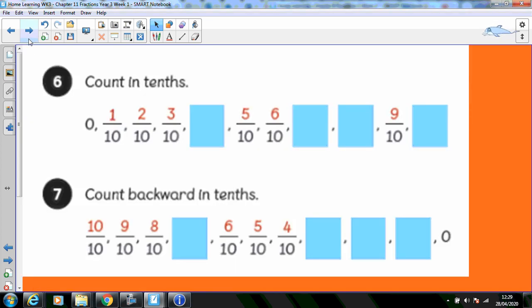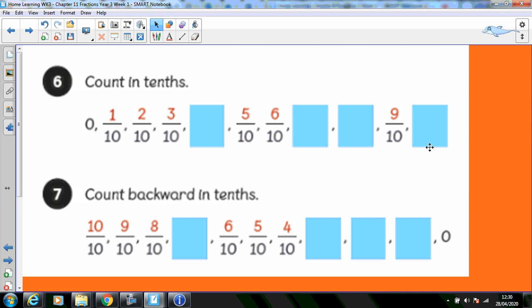Okay, let's see if you can count in tenths. We're starting at 0. Off you go. 1/10, 2/10, 3/10, 5/10, 6/10, 9/10. 10/10. What else might we say when we have 10 of the 10 parts? That's right, we can call it 1 or 1 whole.